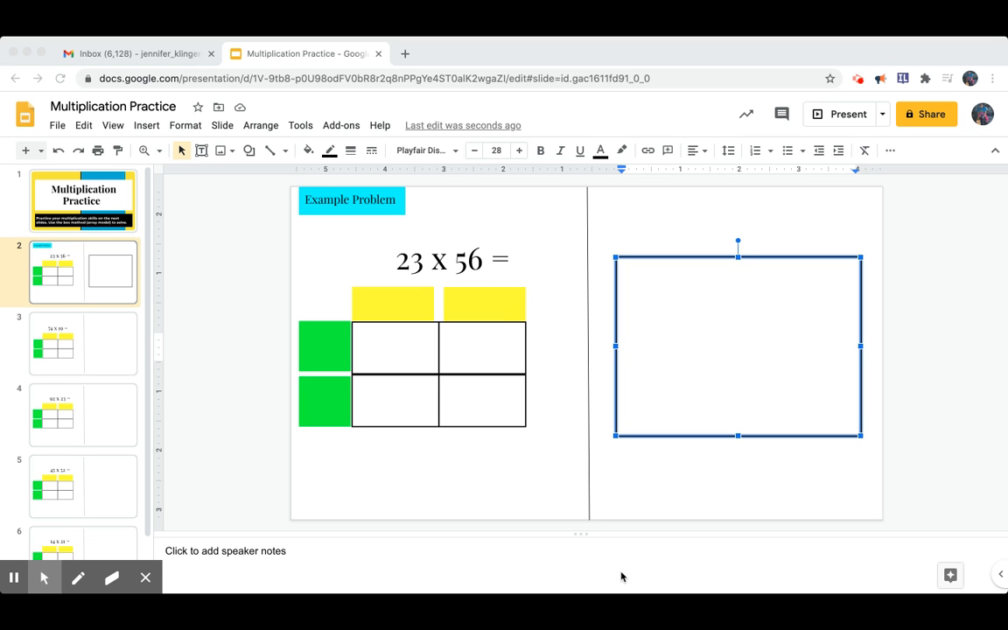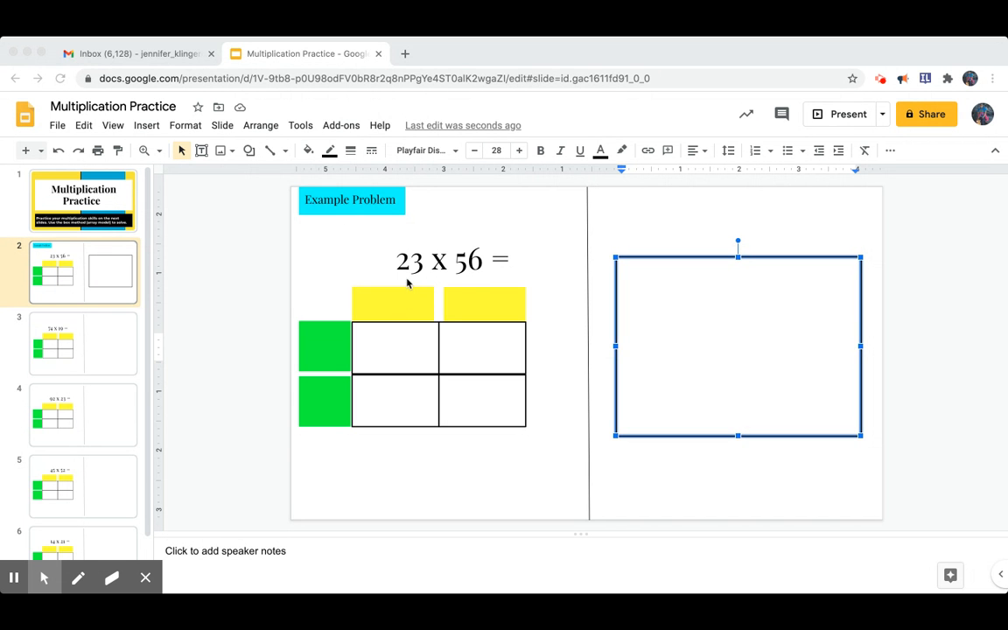Hey guys, so today you're going to do some practice multiplication using the box method or the array model. And I've already got the boxes listed out for you, and they're going to be on every single slide that you have. And I'm going to show you how to fill this out on the Google Slides using the example problem right here.